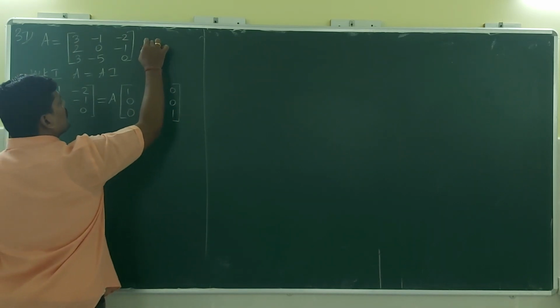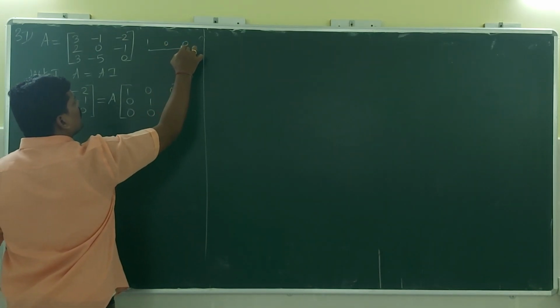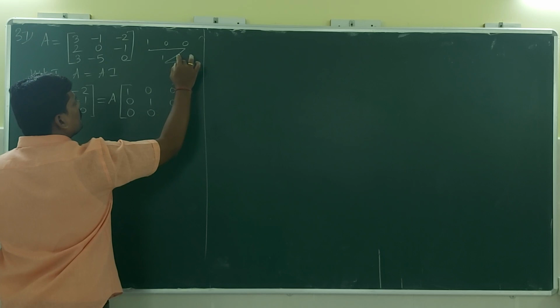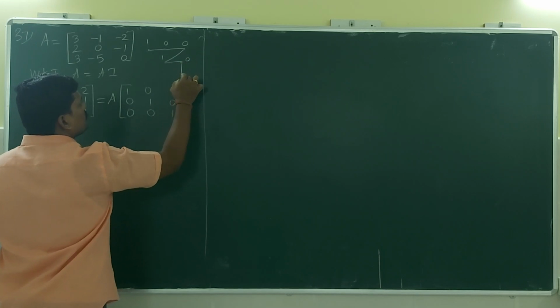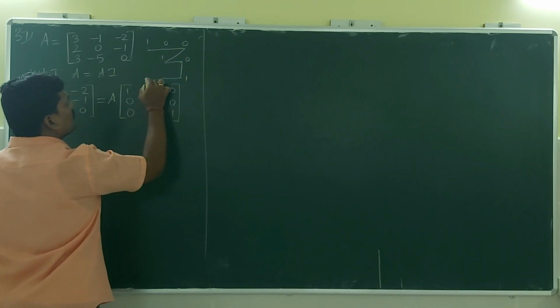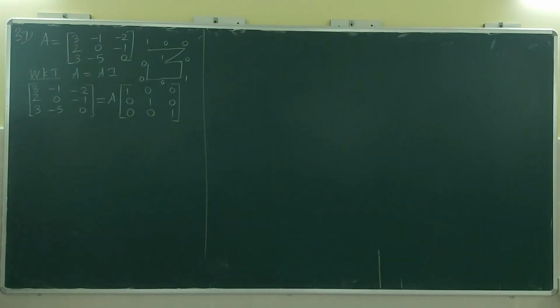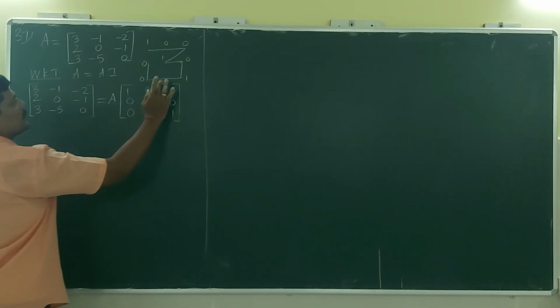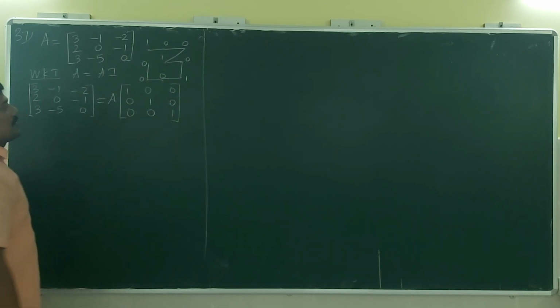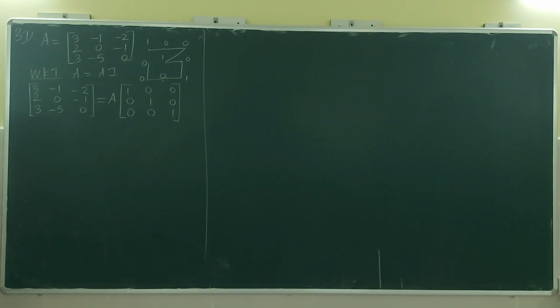Here the pattern is 1 0 0, 0 1 0, 0 0 1. So according to this pattern, we are going to proceed with the operations. According to this pattern, isn't it? So according to this pattern, this first element should be 1.